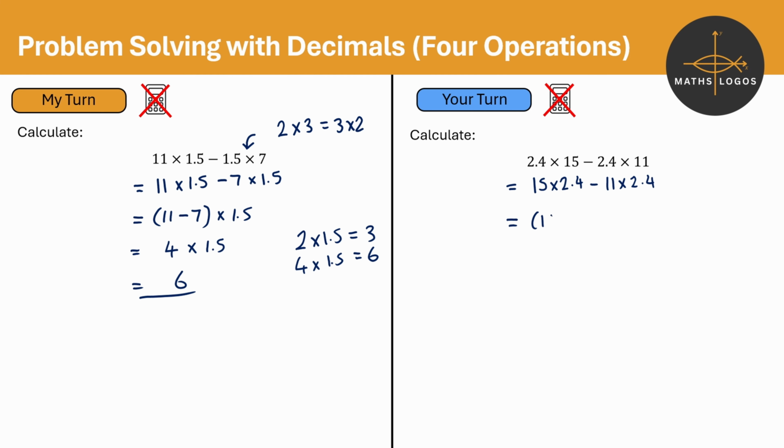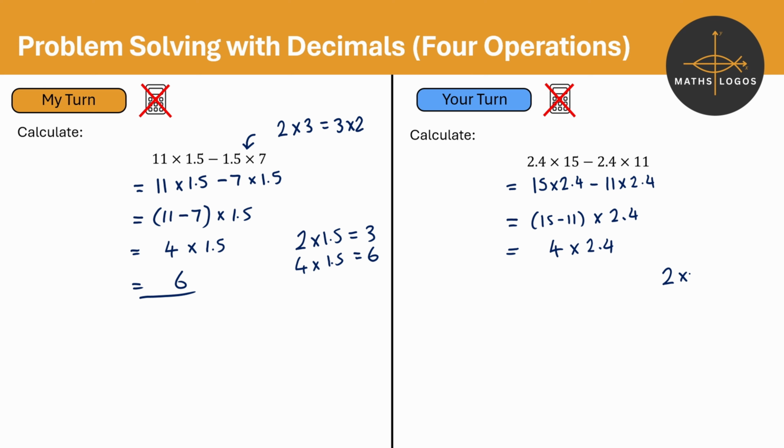that would be the same as doing 15 take away 11. In other words, it's going to give us 4, like before. And then multiplying that by 2.4. 15 subtract 11 is 4, and then I'm multiplying that by 2.4. Let's use something similar to what we did before.